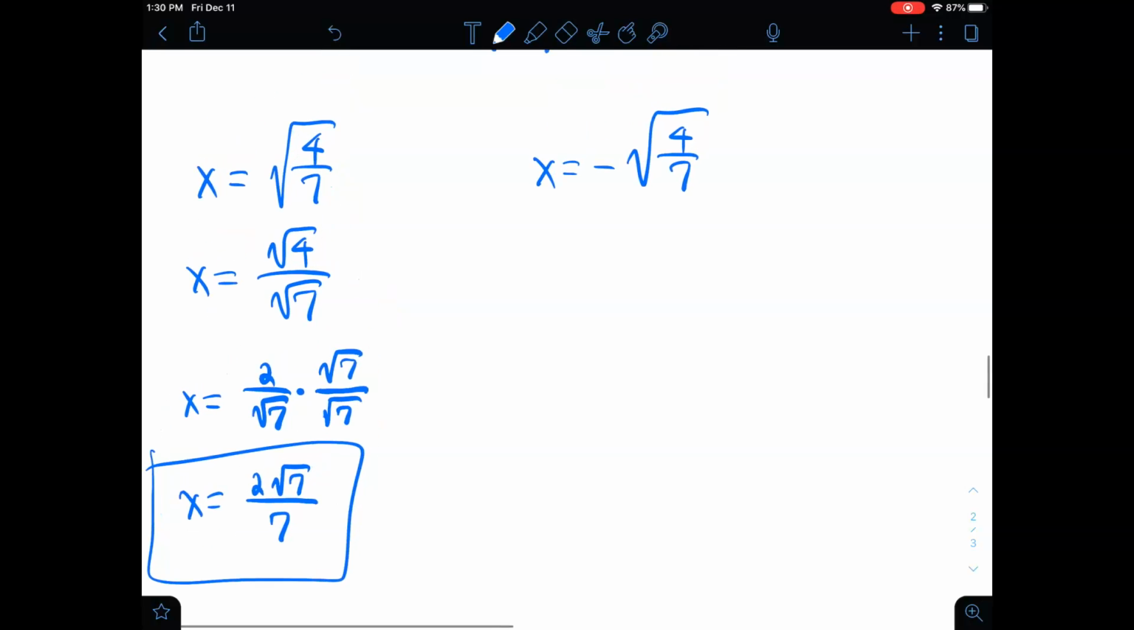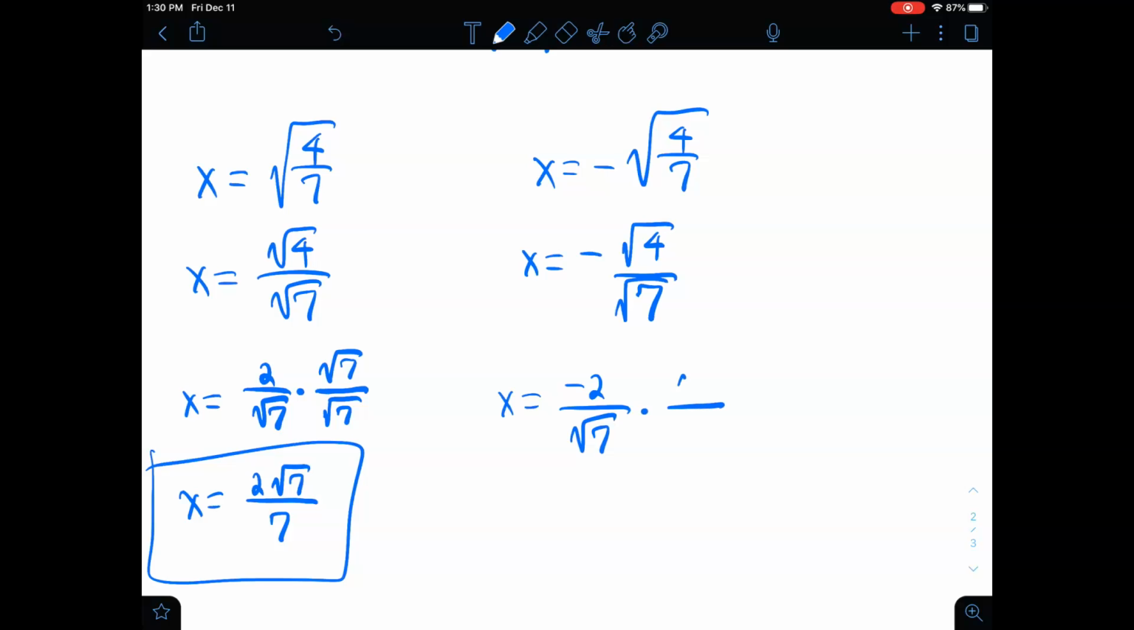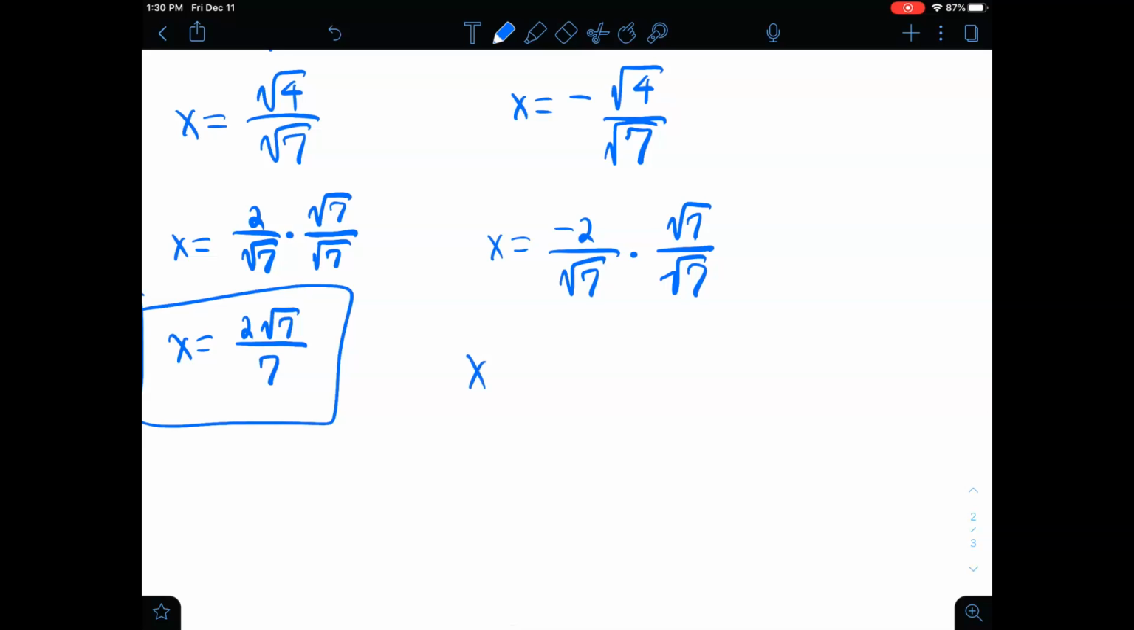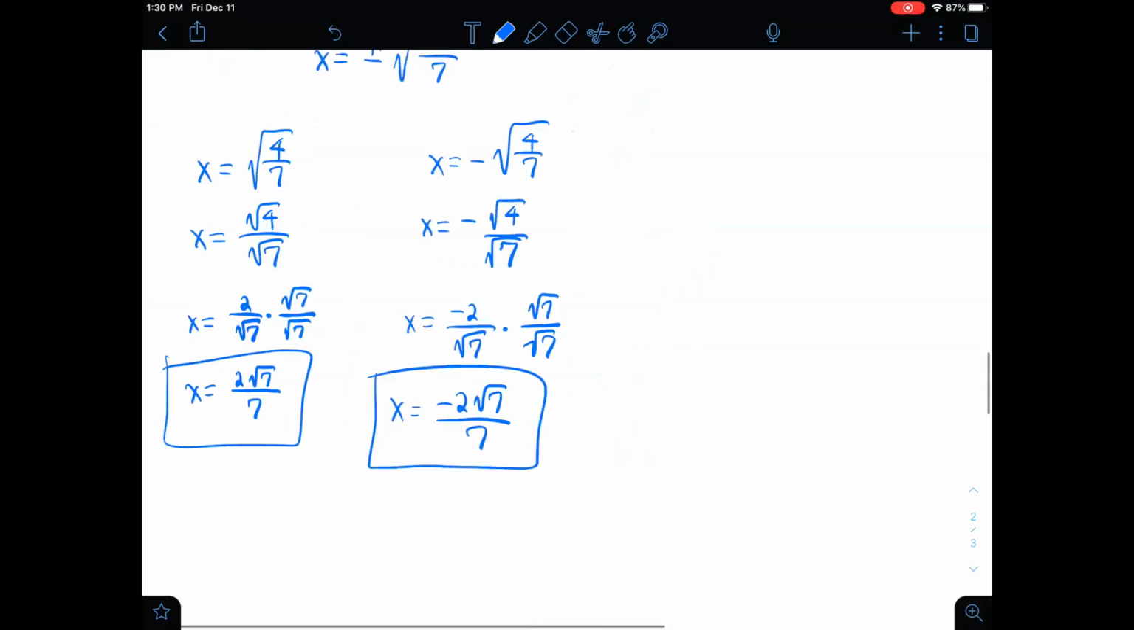So we have to continue over here. We have x equals the same kind of thing, negative square root of 4 over 7, square root of 7 that is. We get x equals negative 2 over square root of 7. Again, multiply both top and bottom by square root of 7, and we get x equals negative 2 square root of 7 all over 7. Those are our two answers.